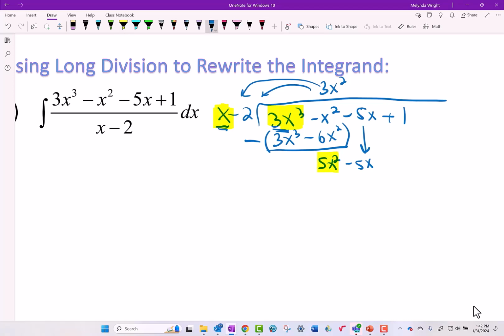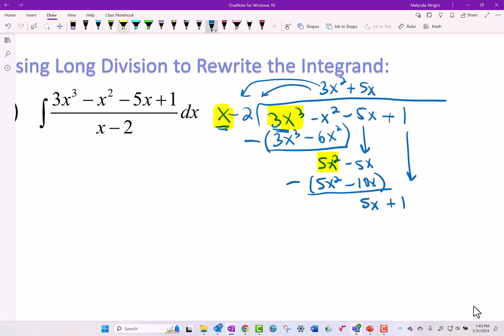Or in other words, what would I multiply x by to get 5x squared? I would multiply it by 5x. 5x times x is 5x squared. 5x times a negative 2 is negative 10x. I stop and I subtract. Again, the first term should always go away if I picked appropriately. So 5x squared minus 5x squared is nothing. Negative 5x minus a minus 10x, so negative 5x plus 10x would give me 5x. And then I bring the next term down.